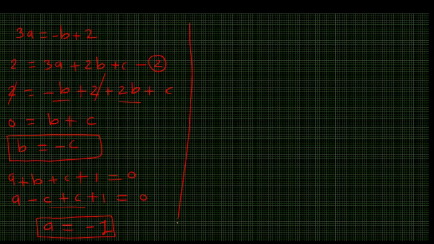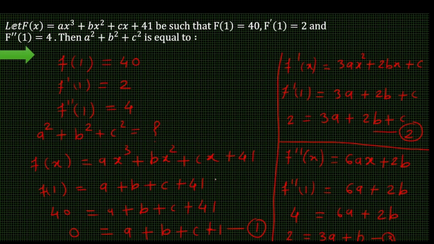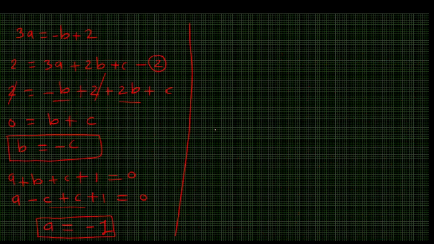So our first equation is a + b + c + 1 = 0. Then put b equal to minus c in equation 1, we get a minus c plus c plus 1 is equal to 0, so that a is equal to minus 1. Now putting a is equal to minus 1 in equation 3, we get b is equal to 5. Now b is equal to minus c, which is equal to 5. So c is equal to minus 5.